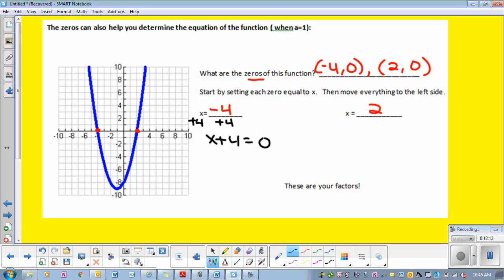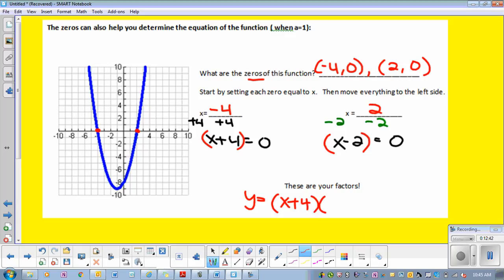Make it equal to 0. Do the same thing on the other side. That x equals a positive 2. What do I need to do to move that positive 2? x minus 2 equals 0. So guess what, guys? These are your factors right here. y equals x plus 4 and x minus 2. If you put this into the calculator, you will get this graph. Isn't that cool?